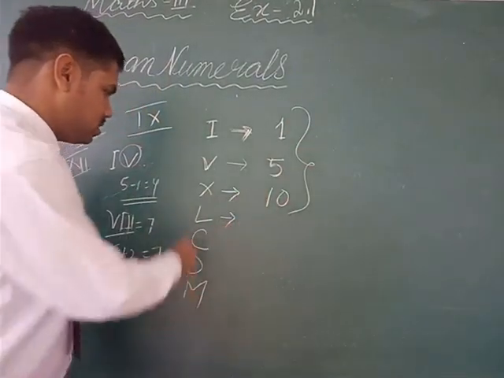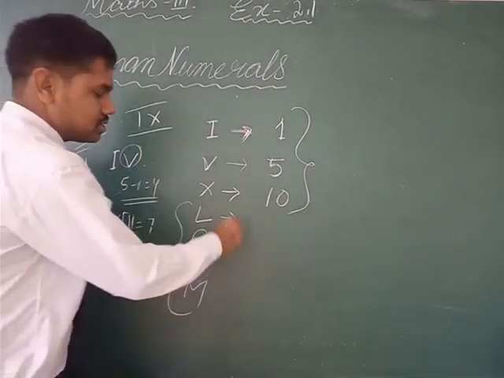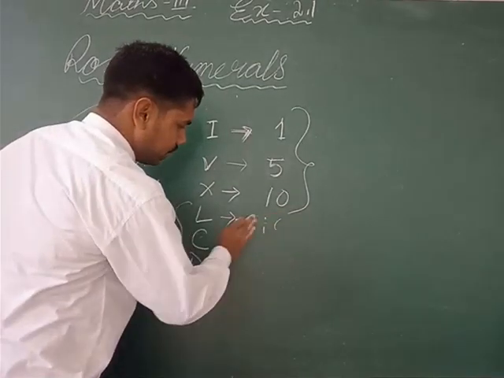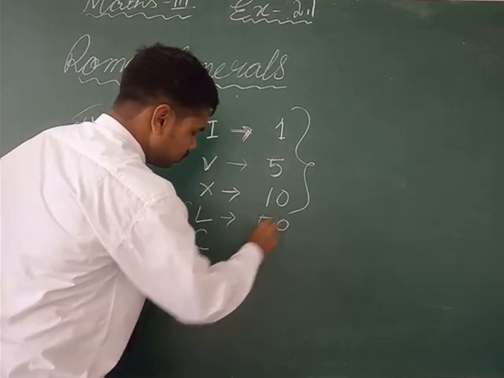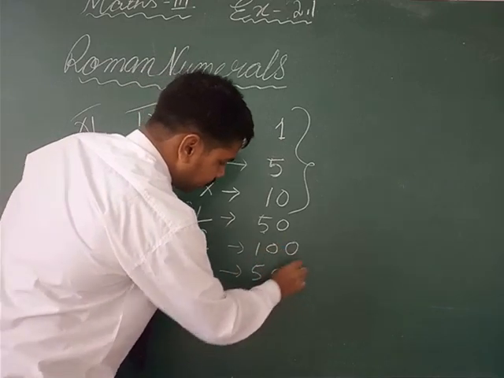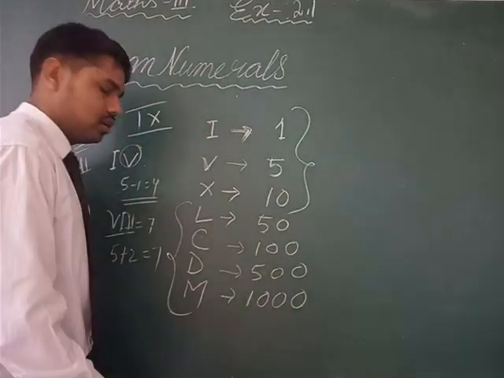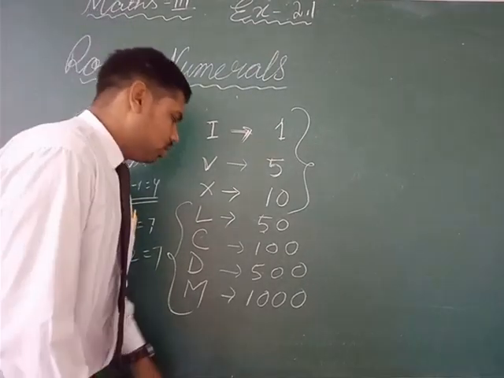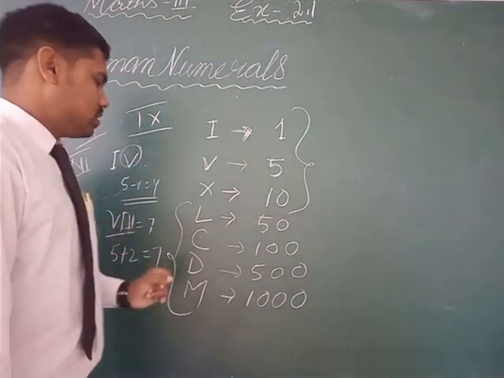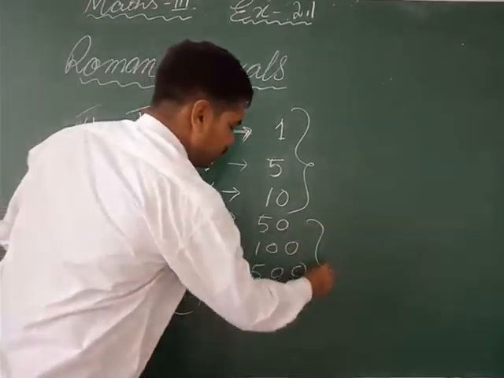Now these are the things which you need to learn. L means 50. C means 100. D means 500 and M means thousand. Okay. These are very easy things that we just replace.